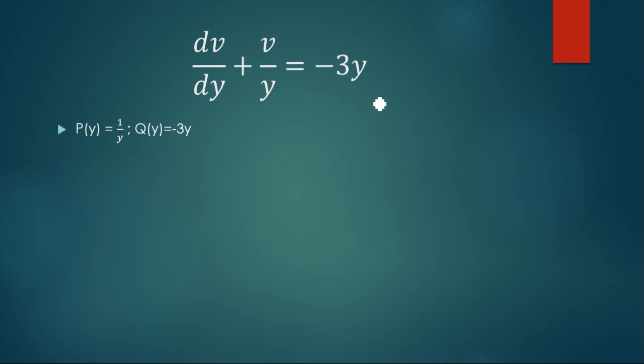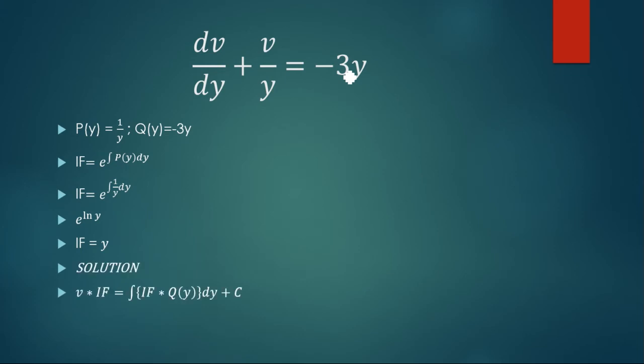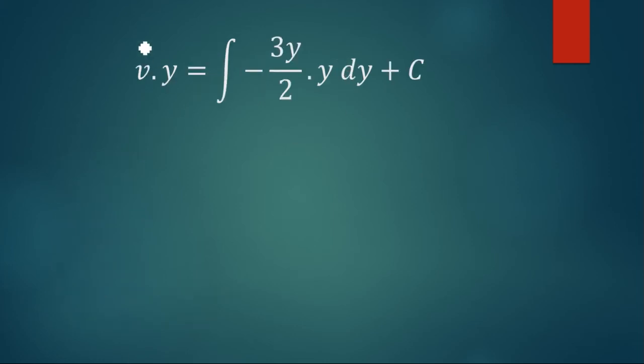This is a linear equation. If you have any doubt in linear, check out my previous videos. So here p is 1 by y and q is minus 3y. So we have to find the integrating factor, which is e to the power integration of p dy. So it is integration of 1 by y dy, that is log y, and if we solve it, we get y as the integrating factor. Now the solution used to be v into IF equals to integration of IF into q dy plus c. So just putting in the values of IF and q, we have got this equation.